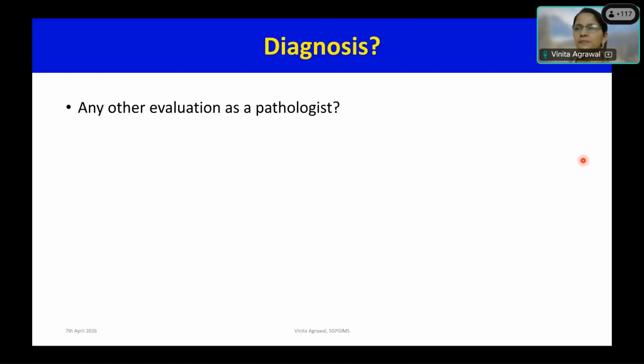What will you do as a pathologist? You may not have an electron microscope, and even electron microscopy will not help you. What will you do as a pathologist? Genetic studies can also be done now. Genetic studies can be done, but something which is simpler, which is in your hands, which you can do.